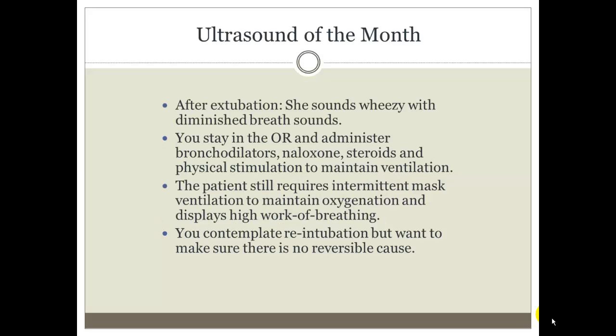After extubation, predictably she sounds wheezy, there are diminished breath sounds, and you stay in the operating room administering bronchodilators, naloxone, steroids, and lots of physical stimulation to maintain ventilation. However, the patient still requires intermittent mask ventilation to maintain oxygenation and displays high work of breathing. You contemplate reintubation, but you want to make sure that there is no other easily reversible cause.